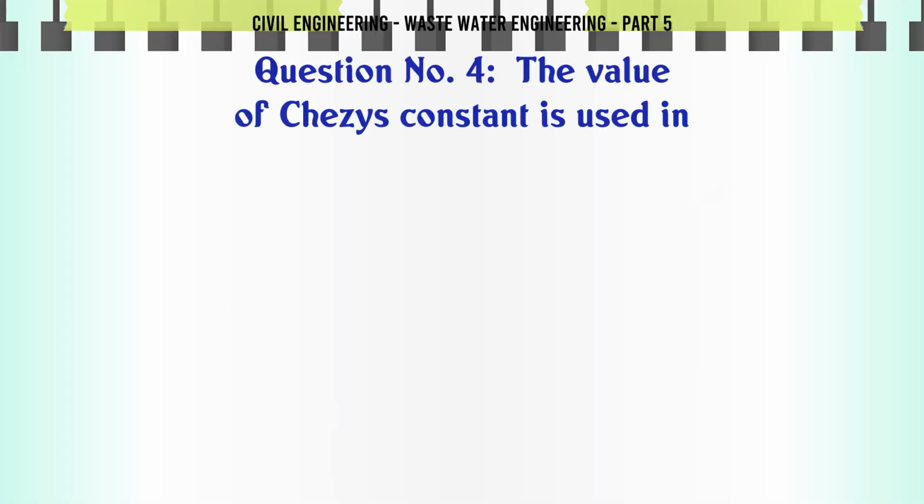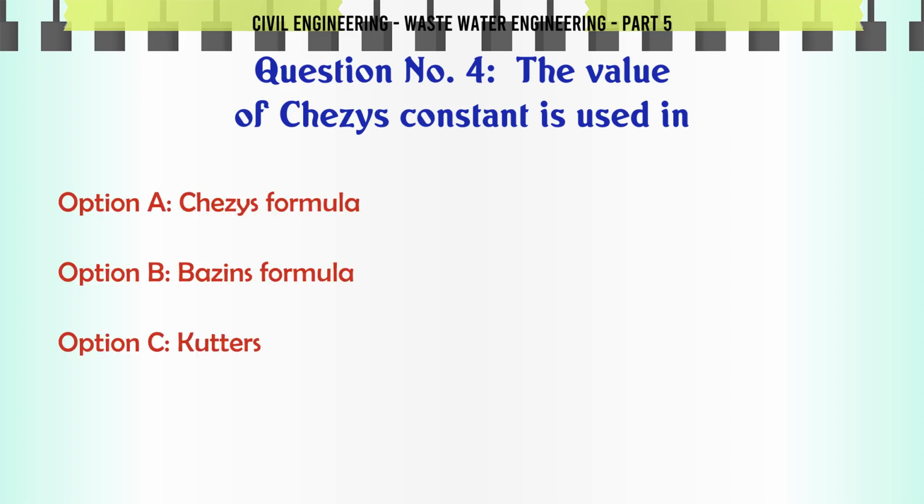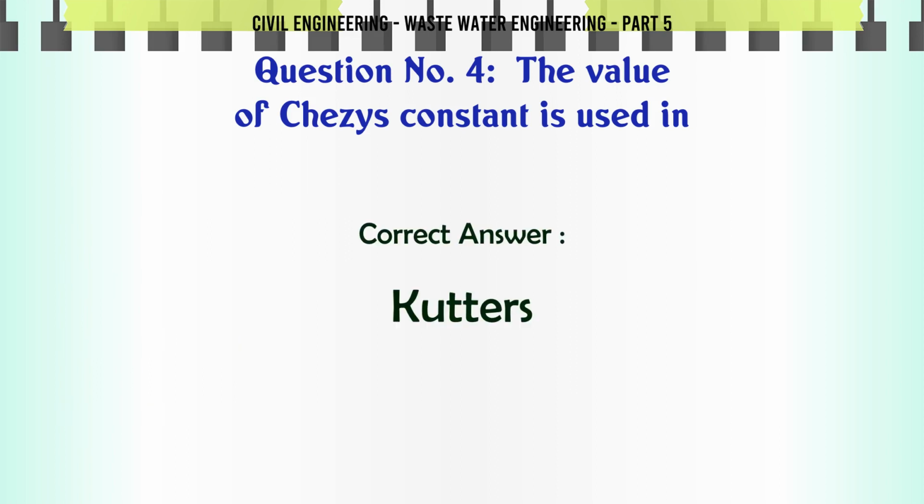The value of Chezy's constant is used in: A. Chezy's formula, B. Hazen's formula, C. Kutter's, D. Manning's formula. The correct answer is Kutter's.